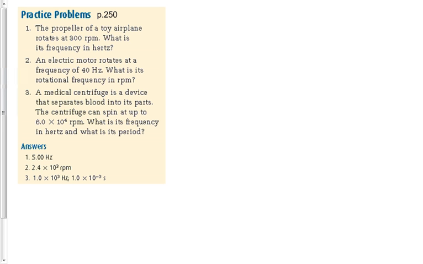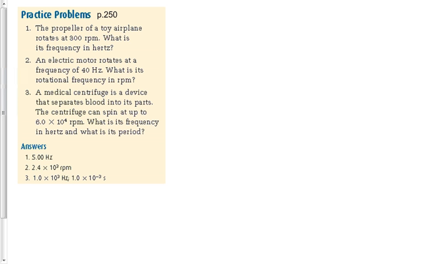Okay, 3 it is. It says a medical centrifuge is a device that separates blood into its parts. So a centrifuge spins around. You put blood in these vials. They have to be special vials, because if they're not special vials, they'll break in this centrifuge. You get enough force acting on these vials that they'll literally smash. So you put this blood into these vials, then you put it into this centrifuge, and then you spin it around really, really fast, a number of revolutions per second.